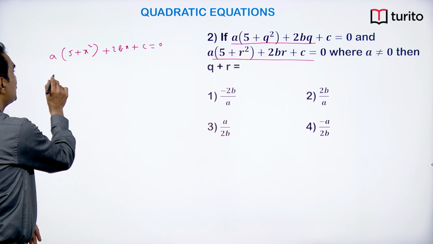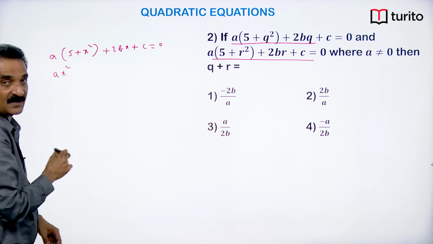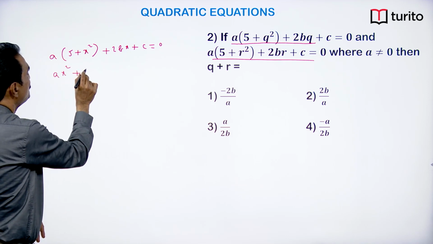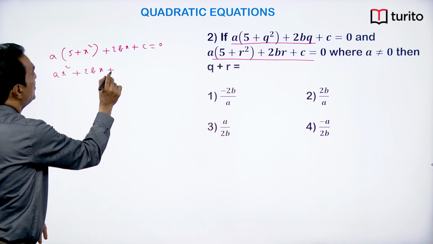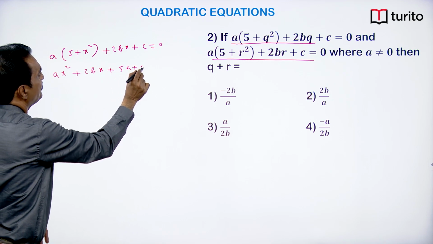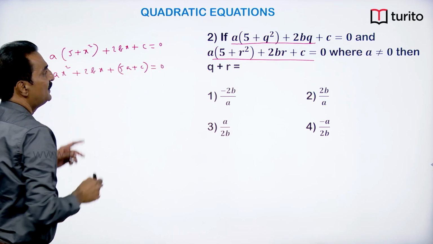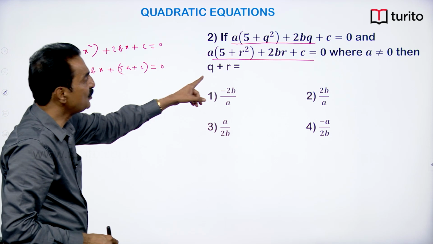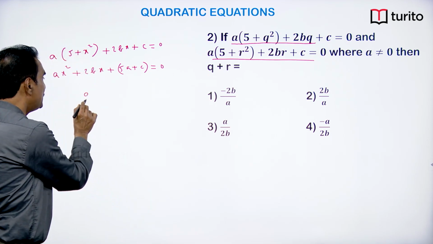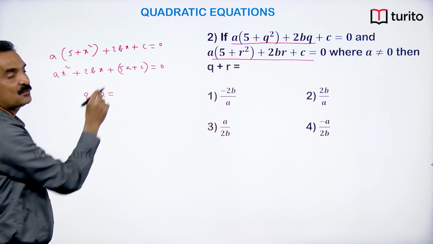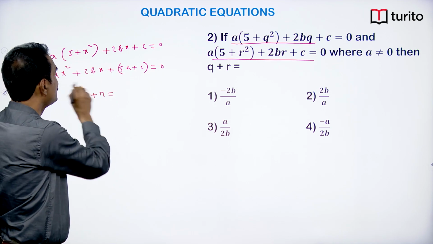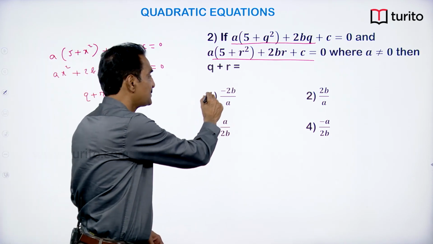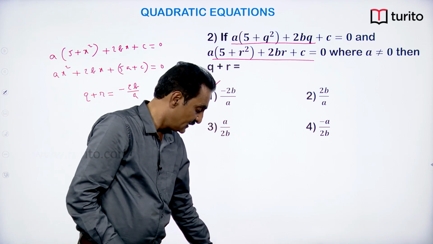You write the quadratic equation in proper order, first second degree term, next first degree term, then constant term. Ax square plus 2bx plus 5a plus c is equal to 0. Q and r are roots of this equation. Therefore, what do you want? Q plus r. Q plus r will be sum of the roots of this quadratic equation, that is minus 2b by a. So, answer is first option. Next question.